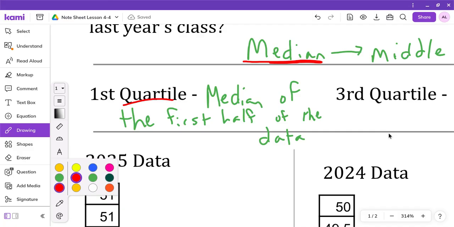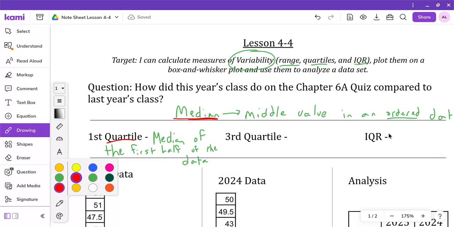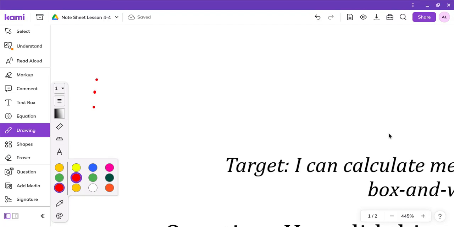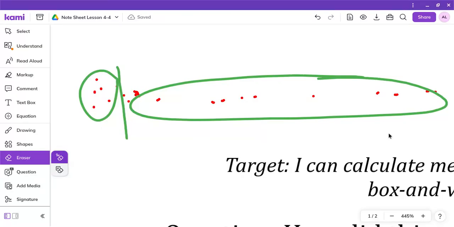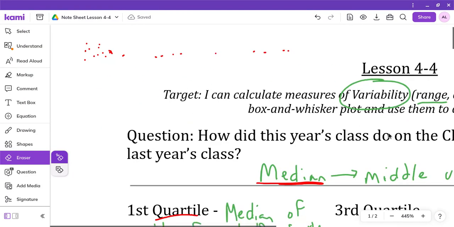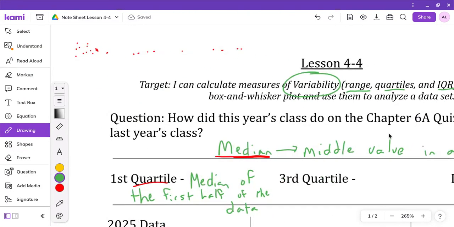It sounds like quarter. So the advantage here is that instead of breaking the data into halves, we're breaking it into fourths. Because imagine I had a data set where you had a bunch of numbers like this, and then you had like this. Well, the median might be here. But if I only look at halves, this half is really tightly bunched, and this half is really spread out. So by breaking it into quarters, I get a better view of what the data actually look like.